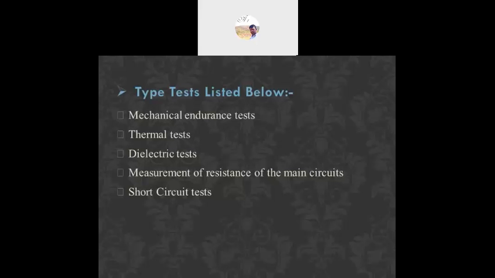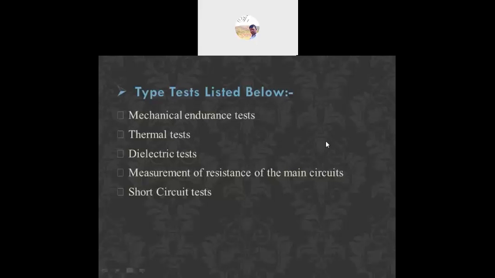So that's the mechanical endurance test: is it mechanically capable or not, if any short circuit current appears? So if the line current and the bus bar conductor current increases to 10 times or 20 times the given value, what happens? It has to withstand that, and then only it will be capable.